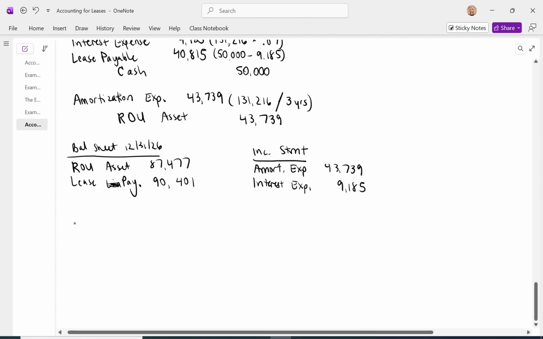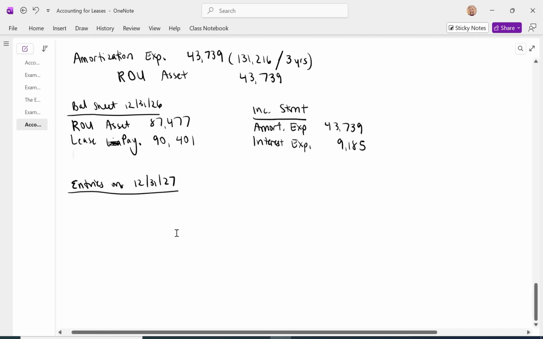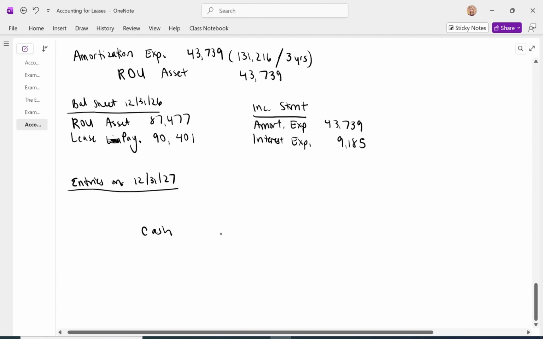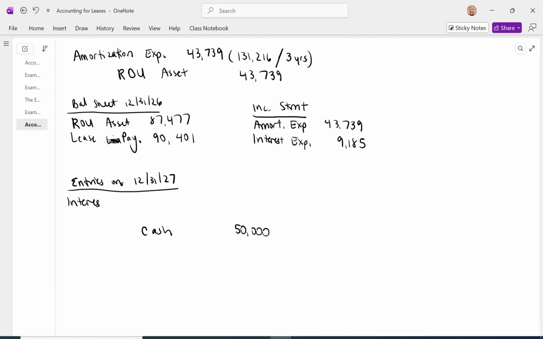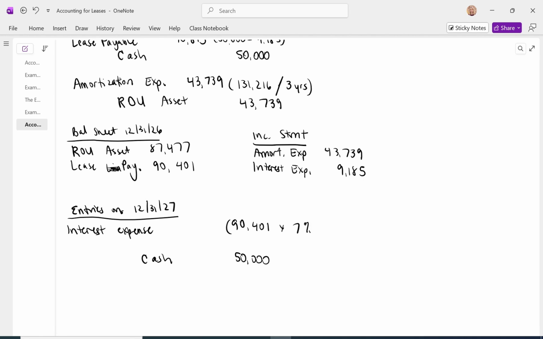Okay, time goes on. The next year goes on, and we need entries 12/31/27. One entry is going to be for the cash payment, credit cash, 50,000. I'm going to record interest expense. The dollar amount will change because what's the beginning balance in my lease liability? 90,401, what I reported on the balance sheet at the end of last year. So interest expense is 6,328.